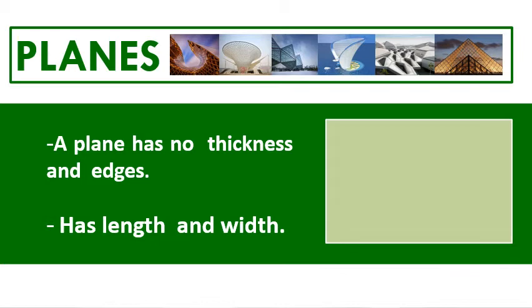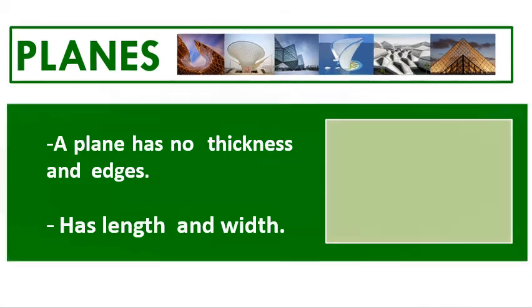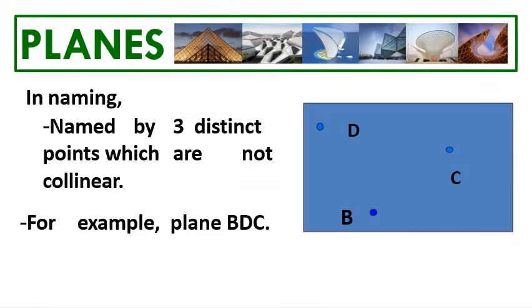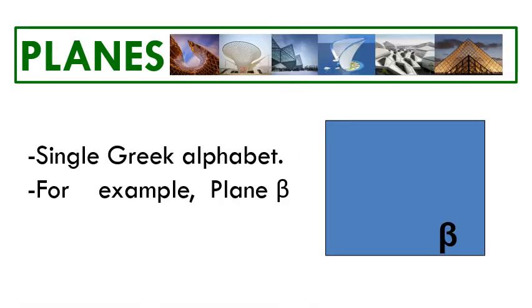It has only length and width. So take note of this one. So in naming, it is named by three distinct points which are not collinear. For example, we have plane BDC. Basta tatlo ka points nga ara sa aton plane. So it can also be named using a Greek alphabet. For example, ibutang mo da kung ano nga Greek alphabet.